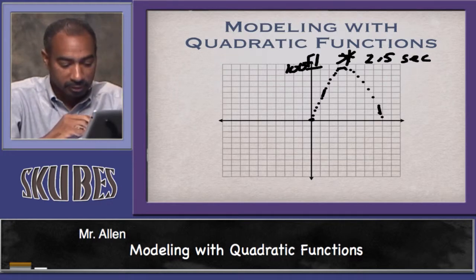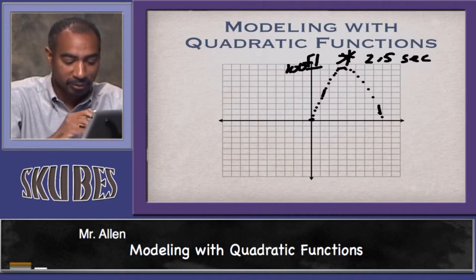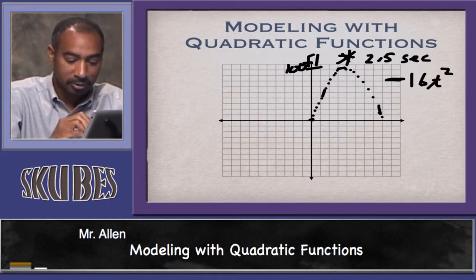And notice that this parabola goes the opposite way. It has a frowning look to it because the leading coefficient is negative. It's negative 16 t squared. Because it's negative, we know it's going to go up and down.